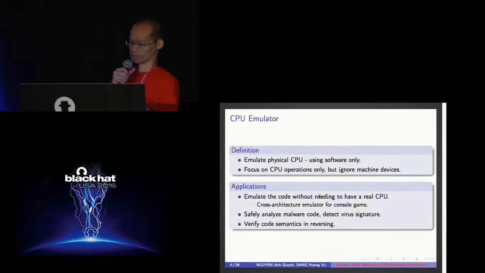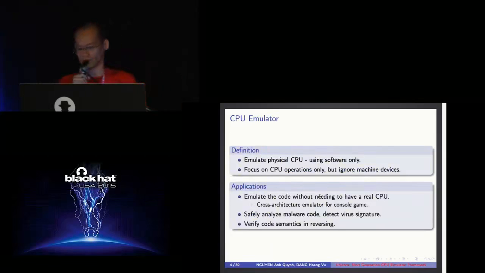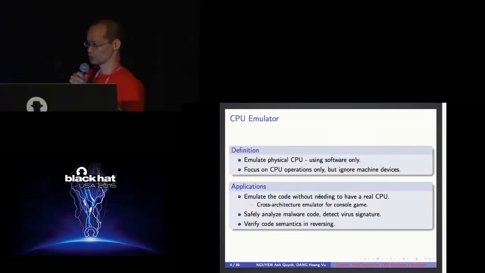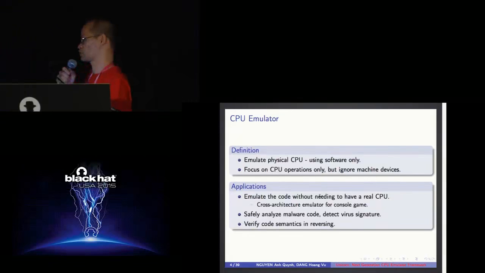Okay, first part, CPU emulator. So, what is a CPU emulator? A CPU emulator is software so you can emulate the physical CPU in software only. And here note that we just focus on CPU operation. We don't want to do full system emulation, but only CPU. And that's why Unicorn is just a CPU emulator framework.